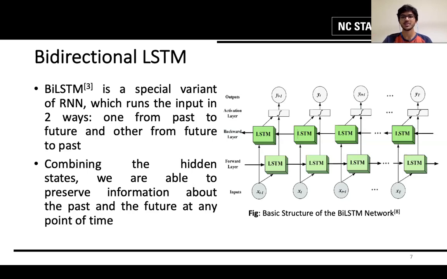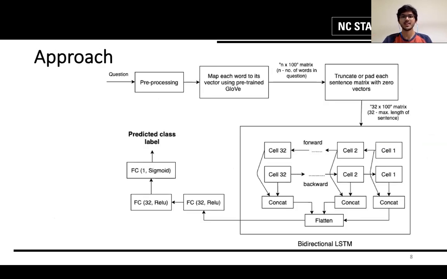Concatenating both these pieces of information is important in capturing the complete meaning of the sentence. So next, let's look at the block diagram of the approach. We have the question, it is pre-processed, then we map each word to its vector using the pre-trained GloVe. So if there are n words in the question, this will output an n cross 100 matrix.